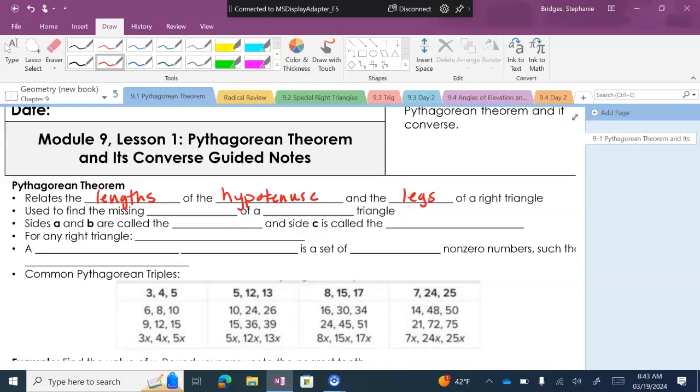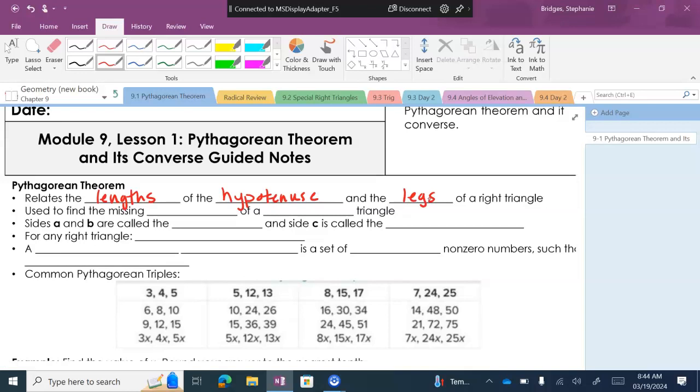So remember this. I'm going to call this A, this B, and this C. Which one of those is my hypotenuse? C, the one directly across from the right angle. So it relates the lengths of the hypotenuse. And then these are both called legs. Yep, so this is a leg, this is a leg, and this is the hypotenuse. So what this Pythagorean theorem does is it relates the lengths of the legs and the hypotenuse together.